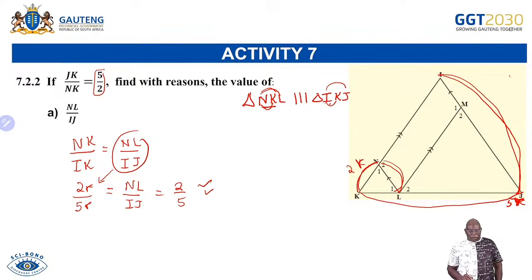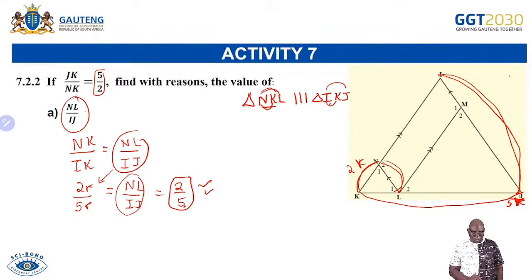All right. So now, in this case, you have that as a ratio. It is not the length. There is no length here. So it is just the ratio of NL over IJ, and this is what we are looking for, which is going to be 2 over 5. Right.